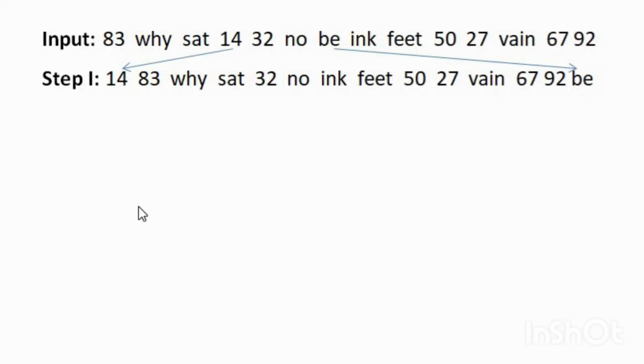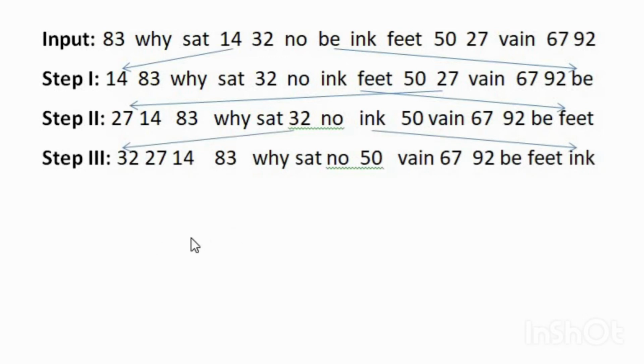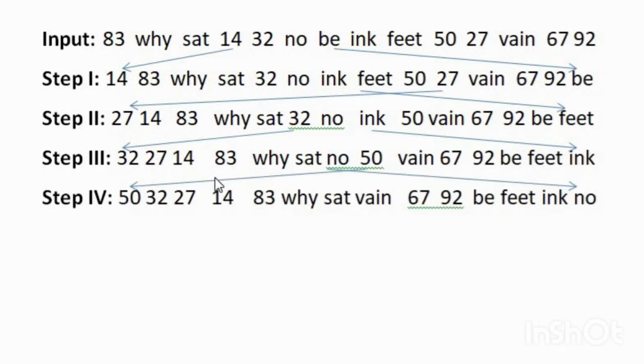And what would be the second step? In the second step, the next number, that is 27, will be on the LHS, and the next word starting with F, feet, will be on the RHS, like this. Now what would be step number 3? The next number 32 will be on the LHS, and the next word, that is ink, will be on the RHS, like this. And what would be step number 4? The next number, that is 50, would be on the LHS, and on the RHS no will be there. So it looks like this.